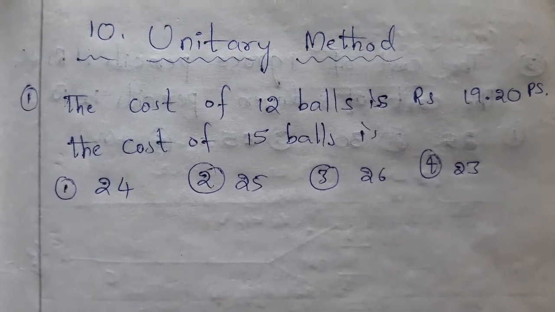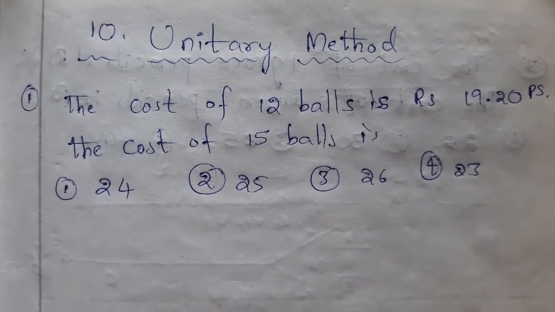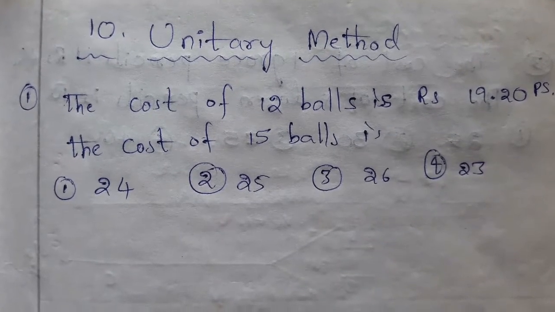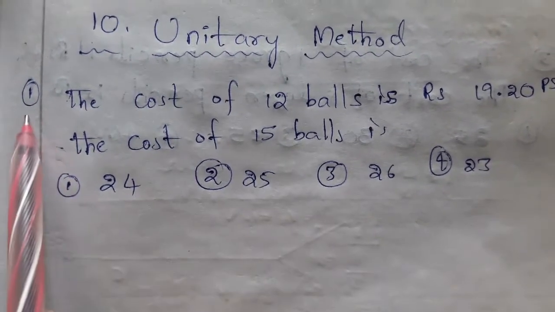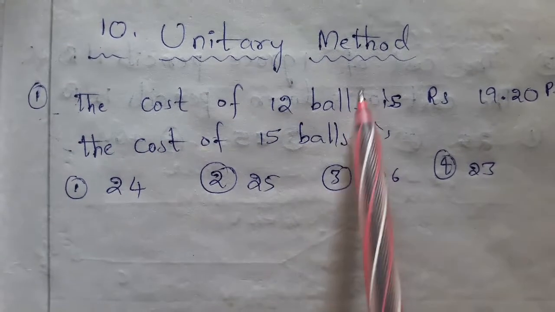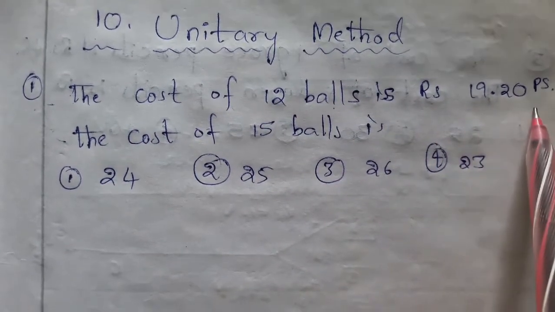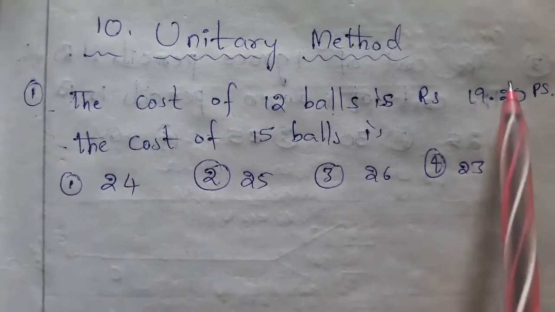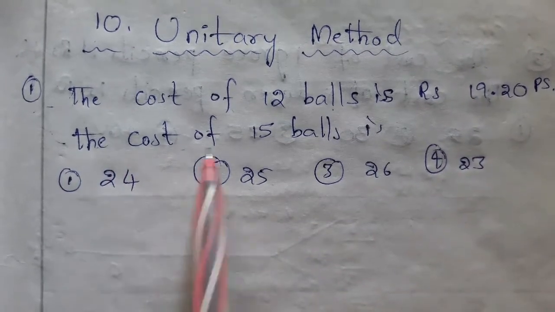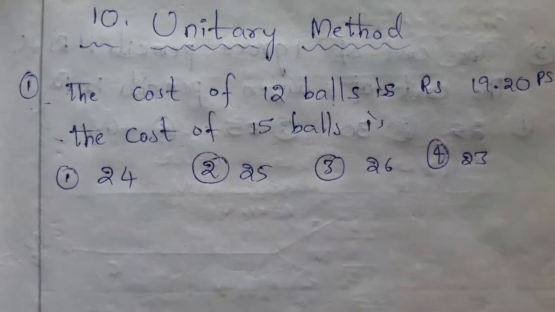Today we are going to discuss some important problems on the unitary method, which is chapter 10. Now see the first question. The cost of 12 balls is 19.20, meaning 19 rupees 20 paise. The cost of 15 balls is?